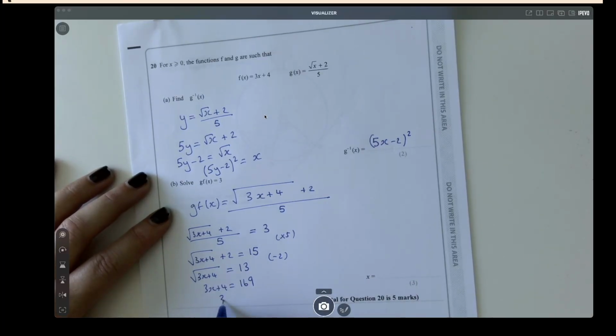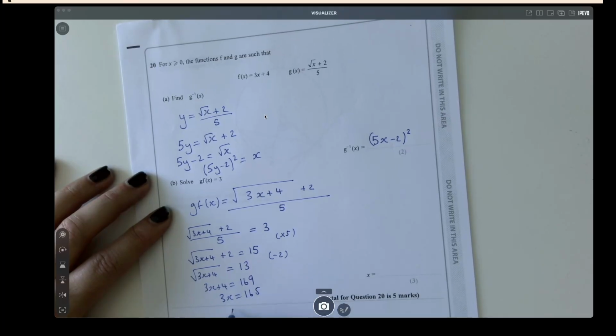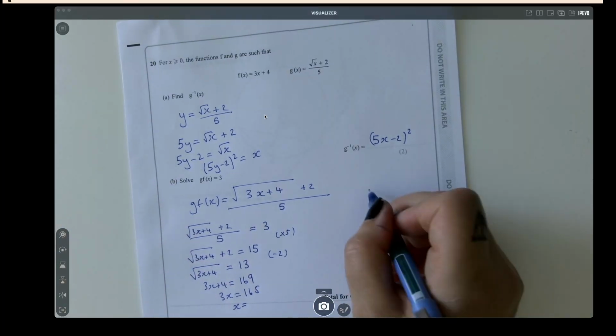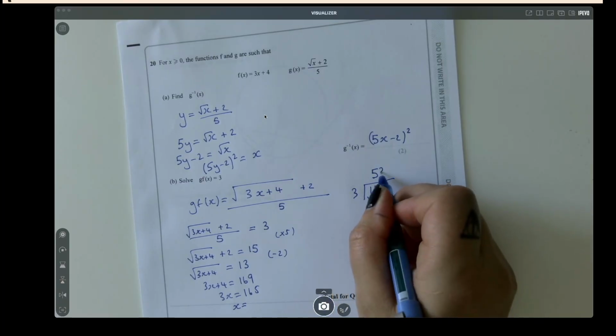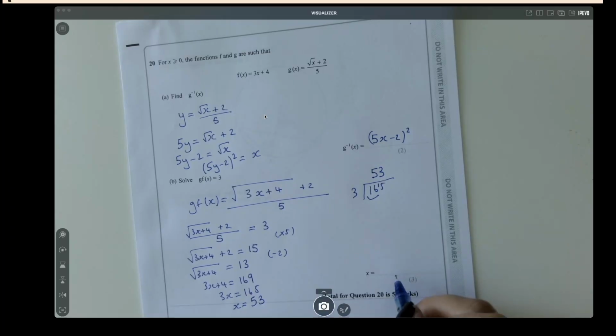Then we're going to subtract 4. And then we're going to divide by 3. So 165 divided by 3. 3 is into 16 is 5, remainder 1. So x is 55.